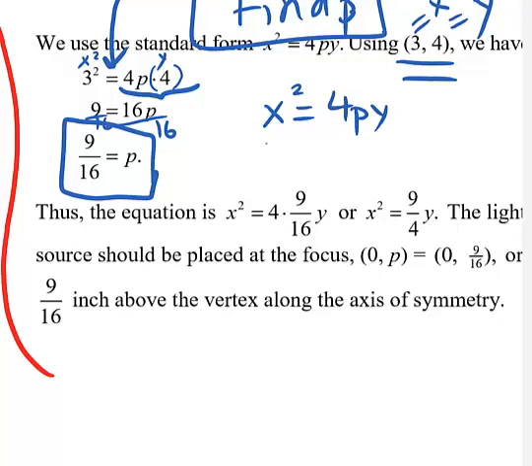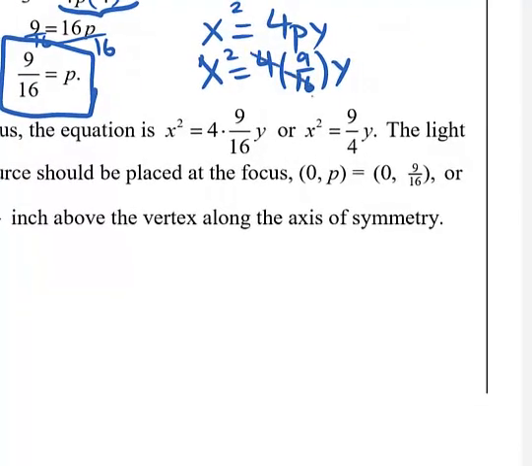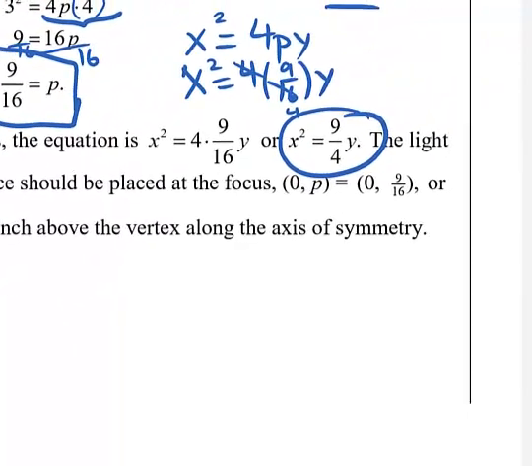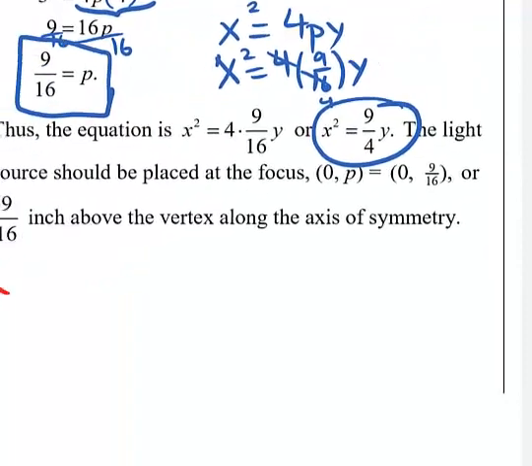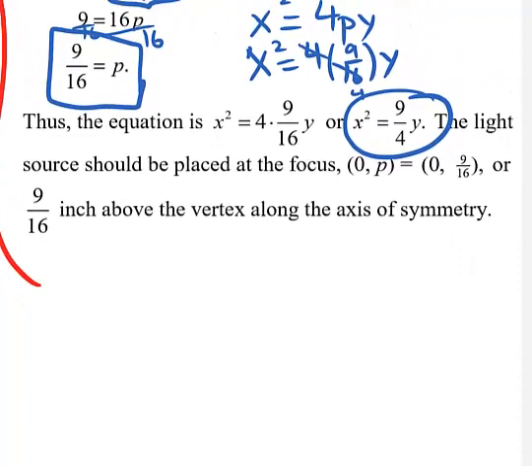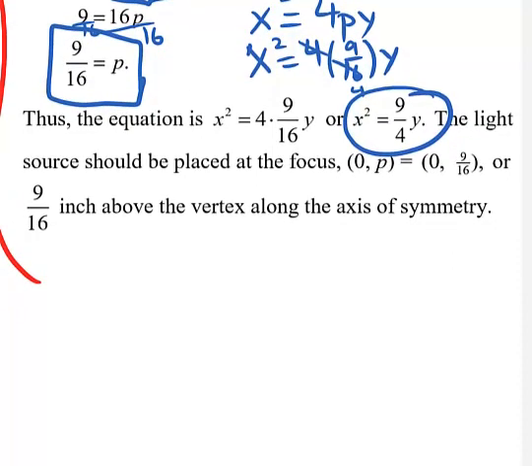And now I can replace p. So x squared equals 4 times, let's see, p is 9 over 16, y. And then that reduces a little bit because 4 goes into 16 4 times. So this is the equation you end up with here. The light source should be placed at the focus, (0, p), or (0, 9/16). That means it's 9/16 of an inch above the vertex along the axis of symmetry.